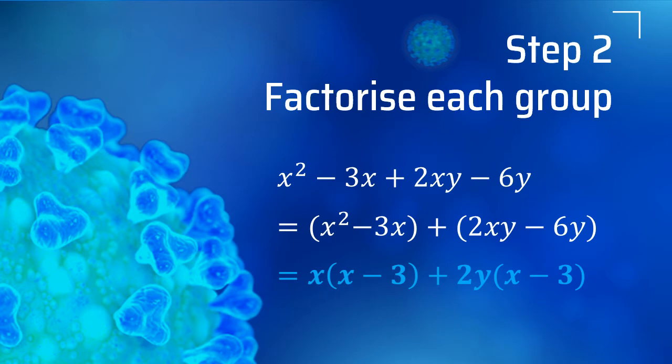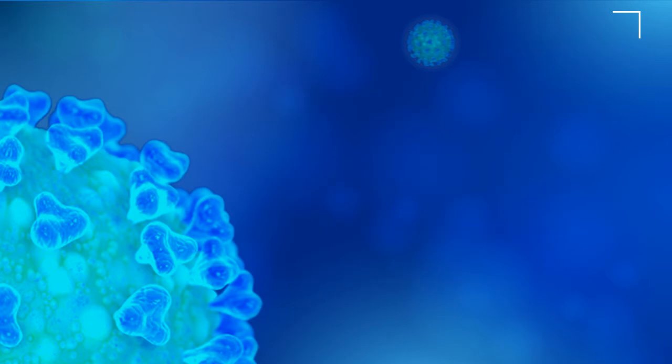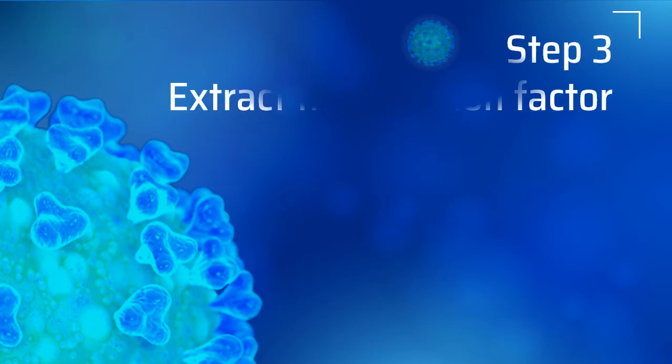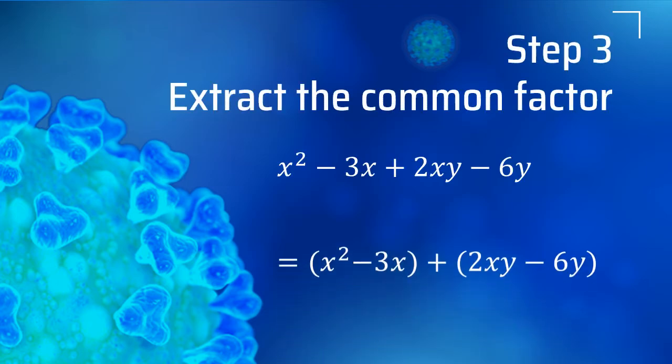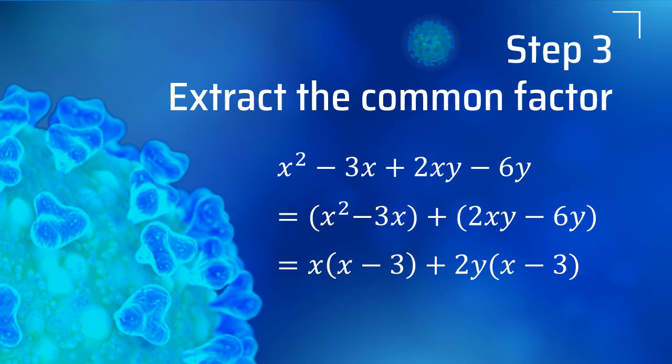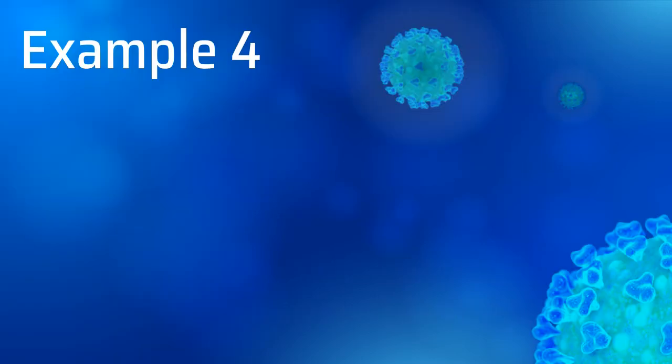Now look at the last step. We have the common factor x minus 3. So we just need to extract the common factor. That means put x minus 3 in front, move it outside, and then leave x plus 2y. Done. Easy, right? Actually easy. Don't worry, I believe you can do it, okay?